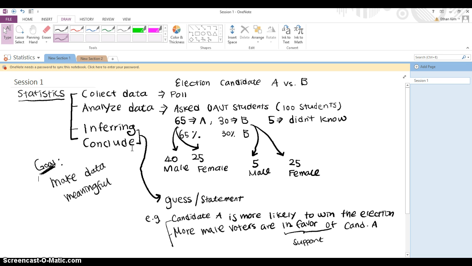Alright, so that's, I guess, the definition of statistics, and we're now going to see how statistics is used.